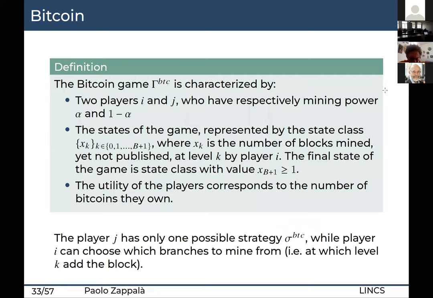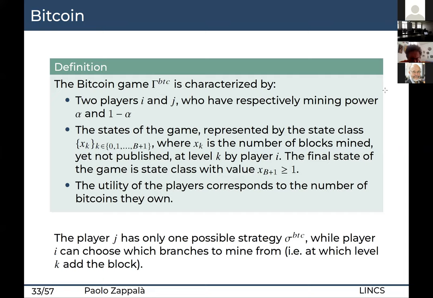We call it the Bitcoin game. In this Bitcoin game, we have two players. We make this simplification of two players because we can think about more players, but we want to put ourselves in the worst case scenario, when the rational players are coordinating and playing the same strategy, so it's not important what they're doing. We are thinking about rational players who are coordinating. And we have some states of the game, that is the number of blocks published at every level, and we'll explain in a minute what it means. And the utility is the number of bitcoins that they own.